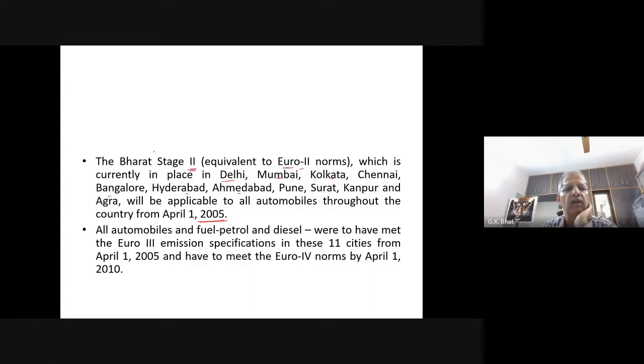This is also outdated. Now, we have no Bharat stage 2 or Euro 2. We have much advanced, and at present it is Euro 6.